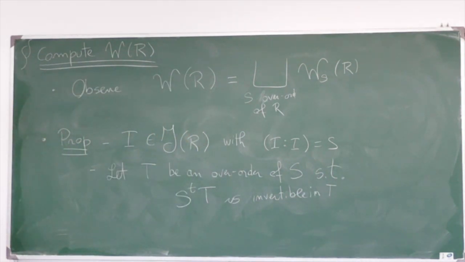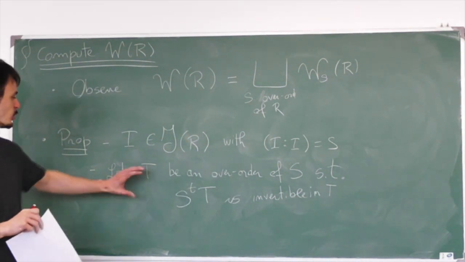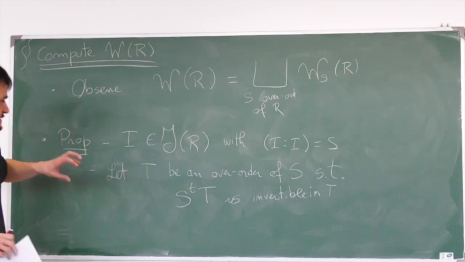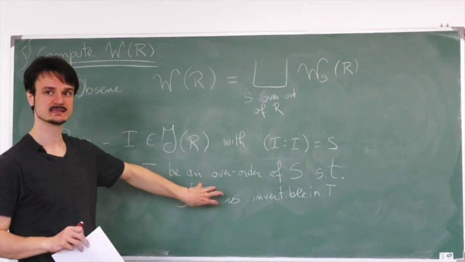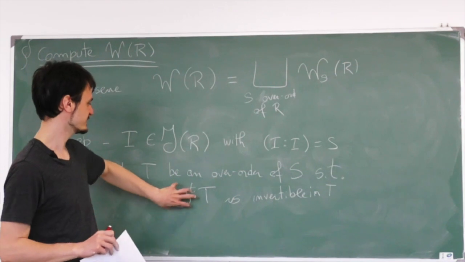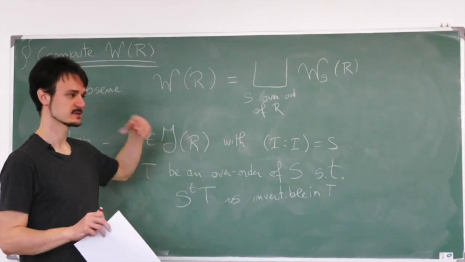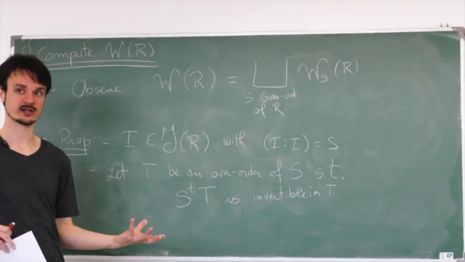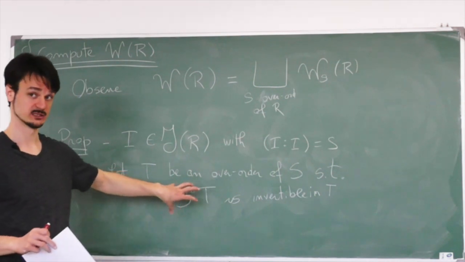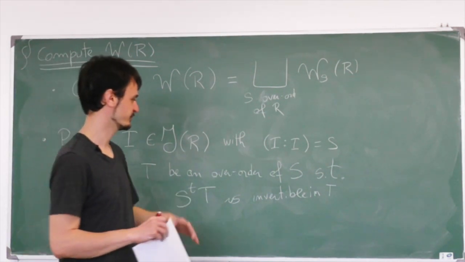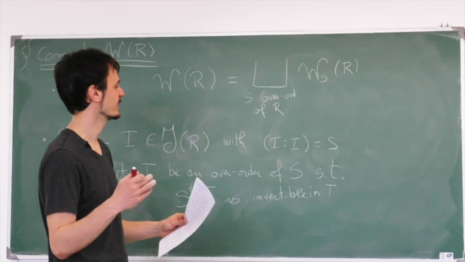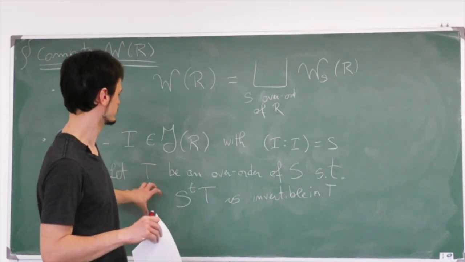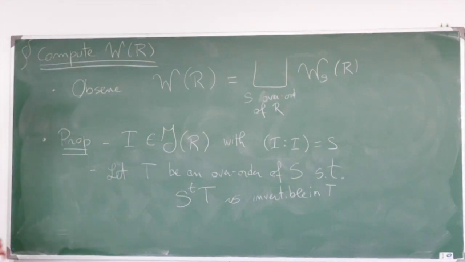So let me stress one thing: there always exists such an order T. Because if you take, for example, T to be the maximal order, then you will have that the trace dual of S times O_K is an ideal of O_K, and every ideal of O_K is invertible. So this thing will be invertible. So there exists such a T. But for efficiency purposes, I'm going to say it again later, we want T to be as close as possible to S.